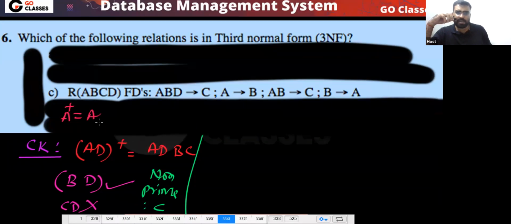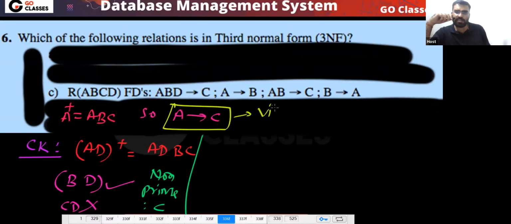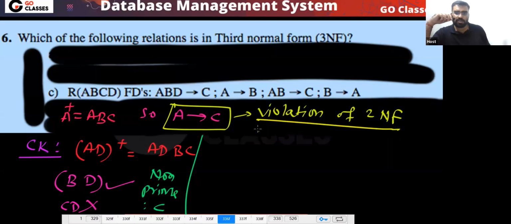What is A plus? A plus is ABC. So yes, A can determine C, right? This is a violation of 2NF. Tell me why this is a violation of 2NF. So not 2NF.